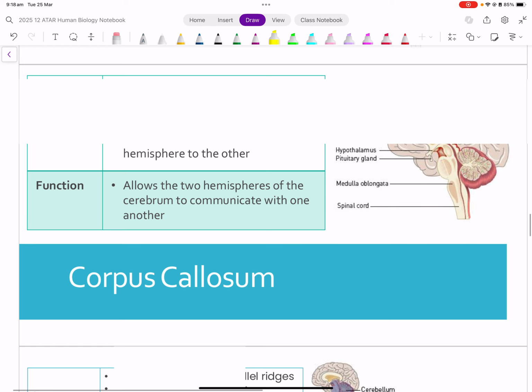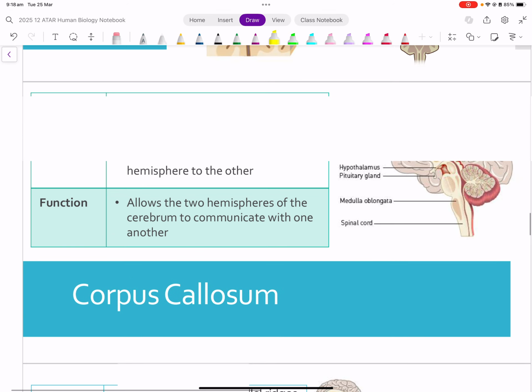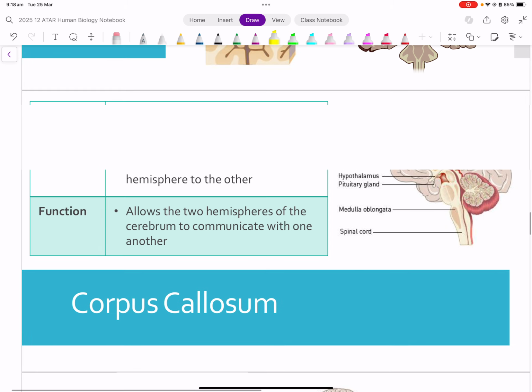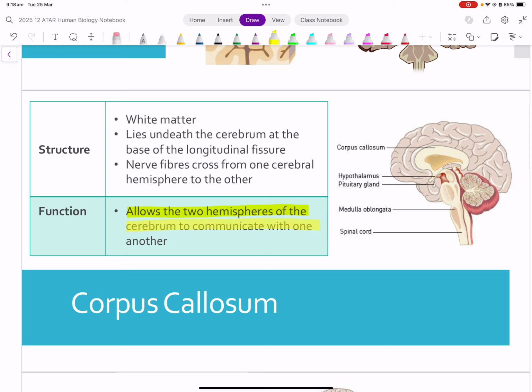As we move into the corpus callosum, I'm sorry, I don't know what's happening to the top part of our slide here, but that doesn't matter too much. When we talk about the corpus callosum, its job is that it allows the two hemispheres of the cerebrum to communicate with one another. Now that the top part has jumped right back in again, the only really important thing that we're going to add to our knowledge of where the corpus callosum is located is that it's largely made up of white matter, so these myelinated neurons.